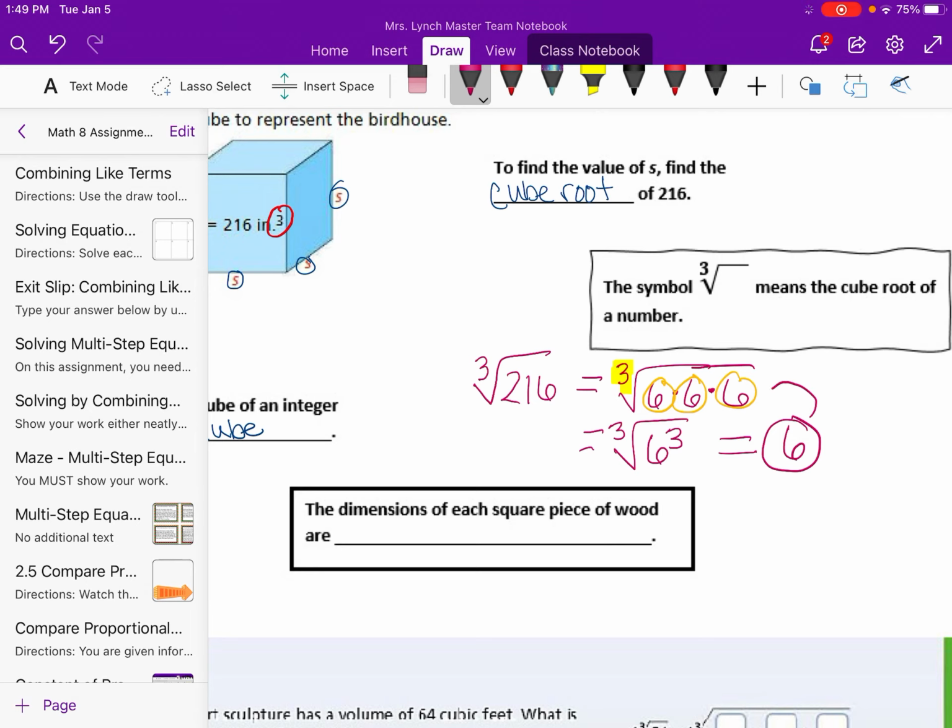So let me wrap this back around to what this is saying. Remember, the volume is length times width times height, or for a cube, it's side times side times side. So that means that each side is 6 inches, which is what we were looking for here. The dimensions of a square on this cube would mean it's 6 inches by 6 inches.